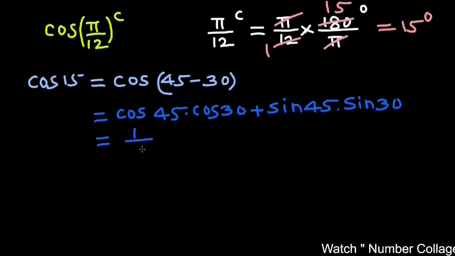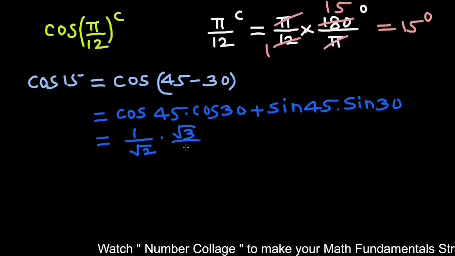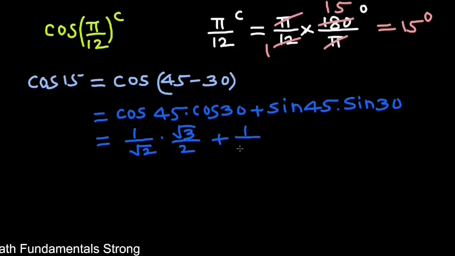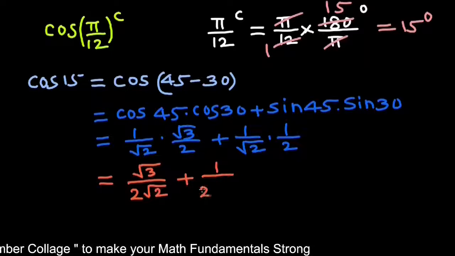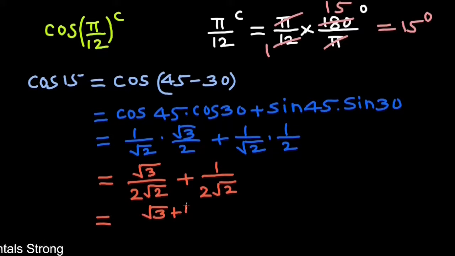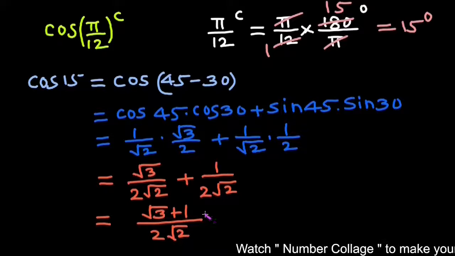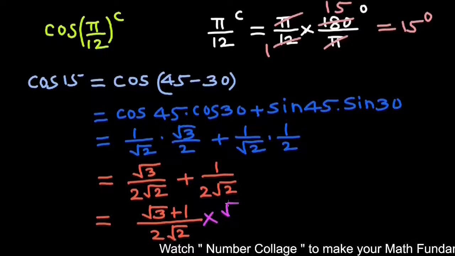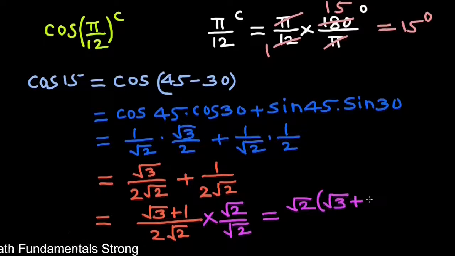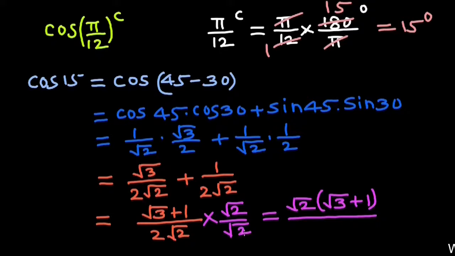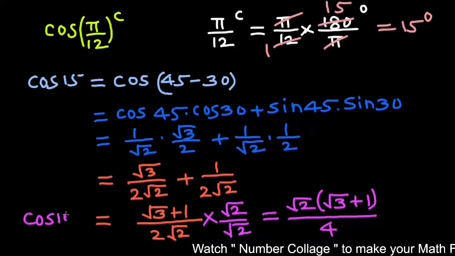Cos 45 is 1 by root 2. Cos 30 is root 3 by 2 plus sin 45 is 1 by root 2. Sin 30 is 1 half. So that will be root 3 upon 2 root 2 plus 1 upon 2 root 2. That will be root 3 plus 1 upon 2 root 2. For rationalizing the denominator, we will multiply both numerator and denominator by root 2. So that will be root 2 multiplied by root 3 plus 1 upon root 2 into root 2 will be 2, and 2 2s are 4. So this will be the value of cos 15.